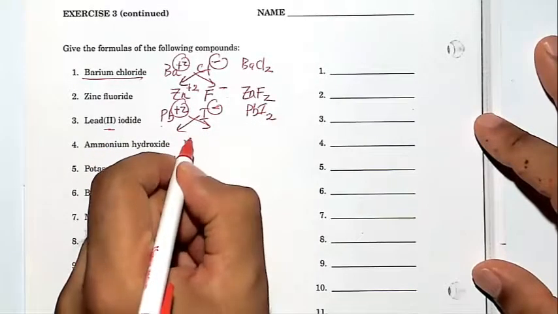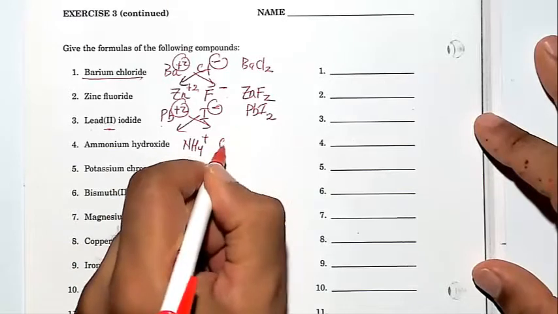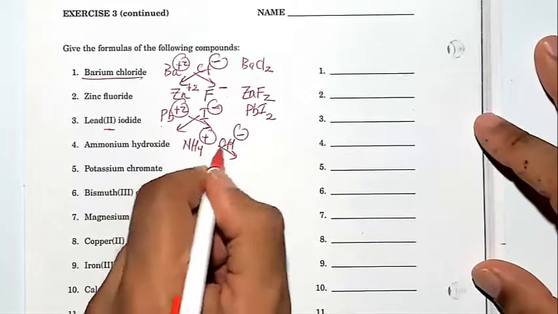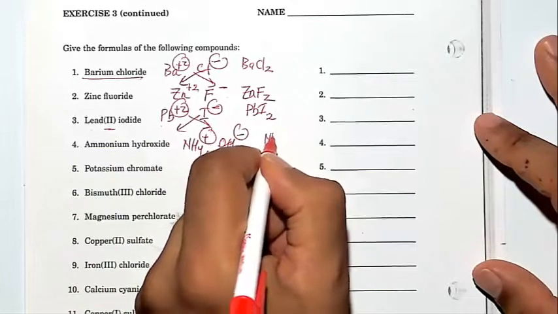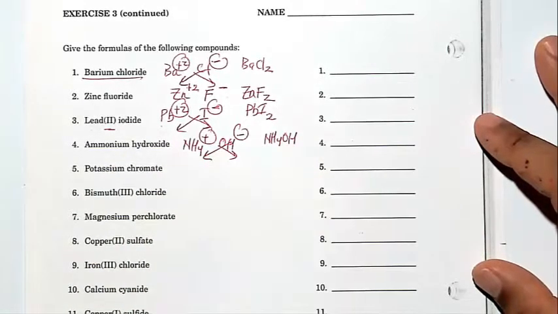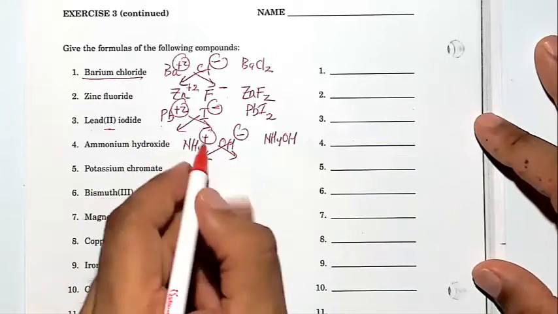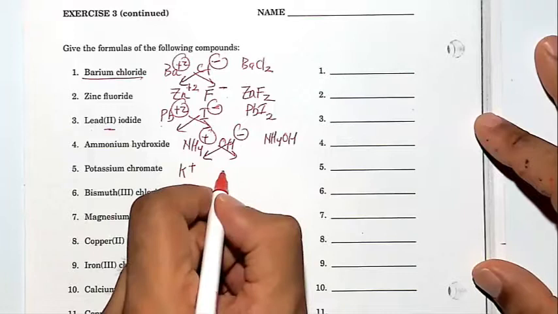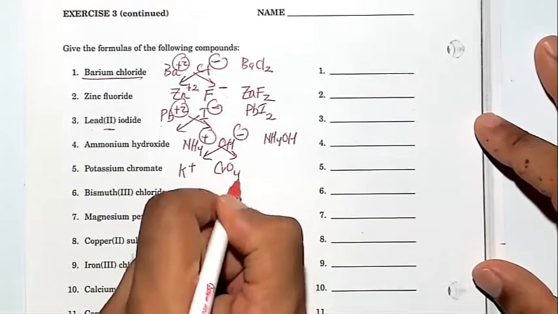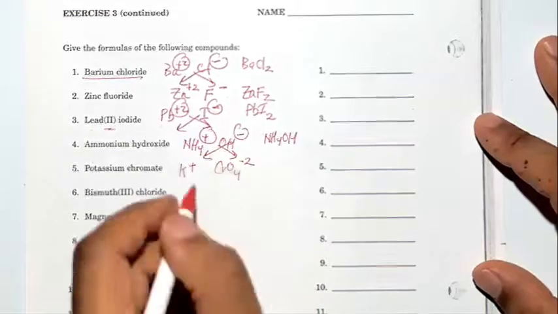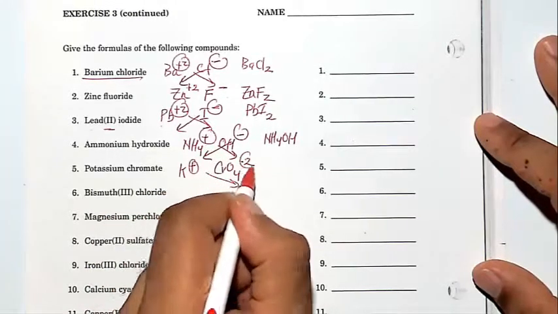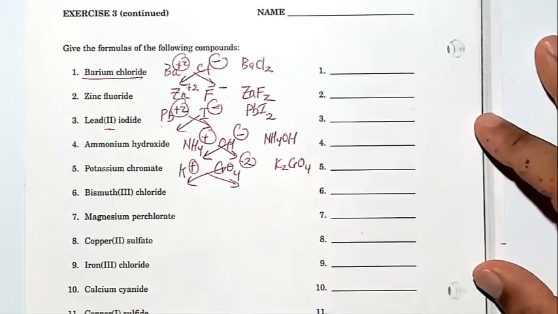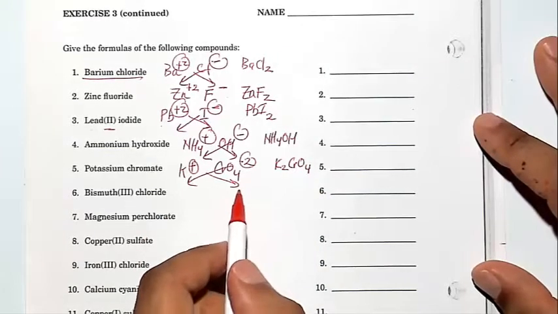Ammonium hydroxide. Ammonium is NH4+, a polyatomic ion. Hydroxide is a polyatomic ion, OH minus. This is going to be NH4OH. Potassium chromate. Potassium is +1. Chromate is the formula CrO4 -2. We do the switcheroo here, and we get K2CrO4. Ionic compound. This is a polyatomic ion.